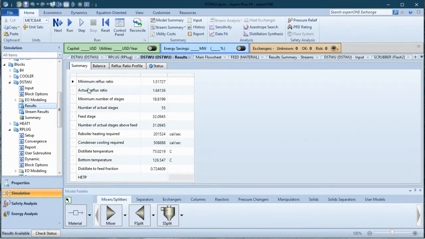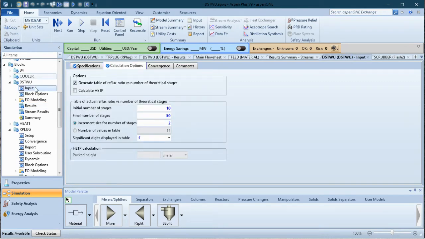We can see this is the summary. The actual reflux ratio is 1.64. Feed stage is 32. Number of actual stages above feed is 31. And then as we got all the information, we go back to the DSTWU input and go to the calculation option and tick the generate table of reflux ratio versus number of theoretical stages, and we key in the initial and final stages within the range based on the result that we got.